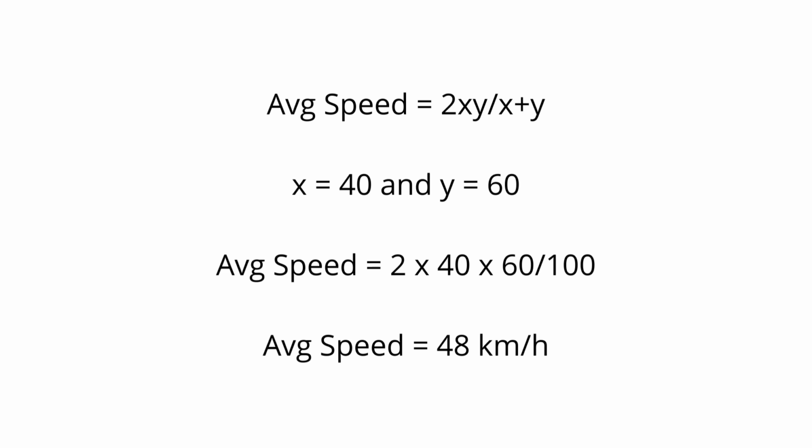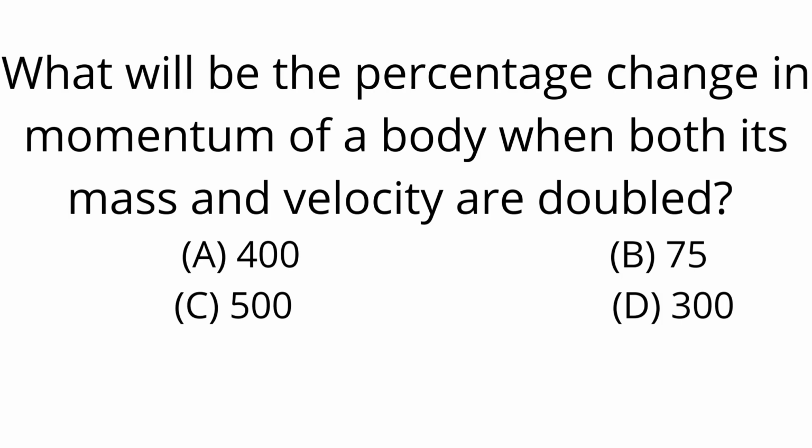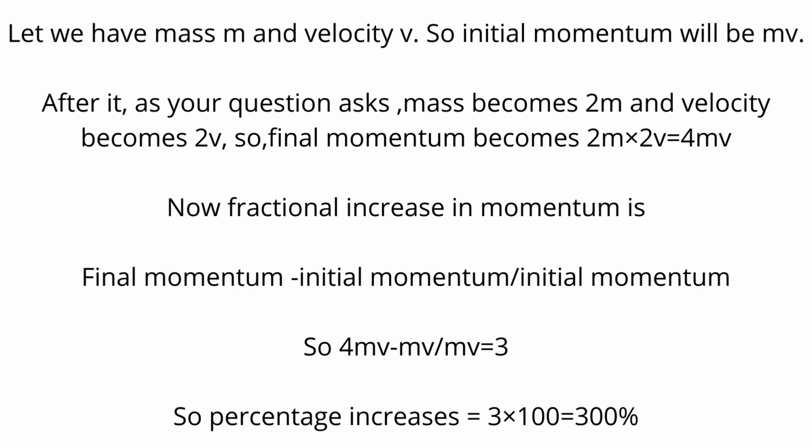Let us move on to the next question. What will be the percentage change in momentum of a body when both its mass and velocity are doubled? Let us calculate the percentage change in momentum now. We know that momentum is nothing but mass into velocity. So initial momentum is mv. In the problem, they ask to calculate the change in momentum when mass and velocity are doubled. So when m becomes 2m and v becomes 2v, the final momentum will become 2m into 2v, which is 4mv.